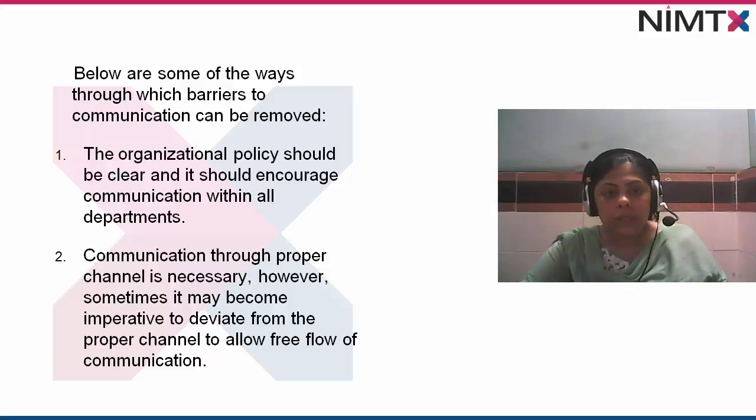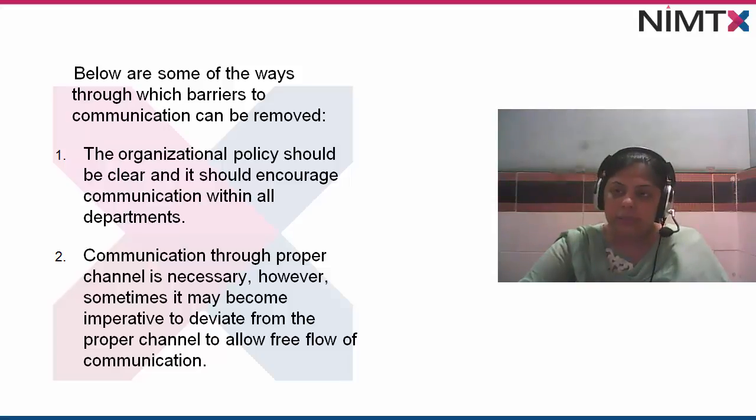The first is that the organizational policy should be clear, and it should encourage communication within all departments. It is understood communication through proper channel is necessary. However, sometimes it may become imperative to deviate from the proper channel to allow free flow of communication. As I mentioned earlier, it is necessary to communicate through proper channel. If the organization says it should be in a written format, through email, it should be through email. But sometimes it becomes necessary to deviate from that proper channel.